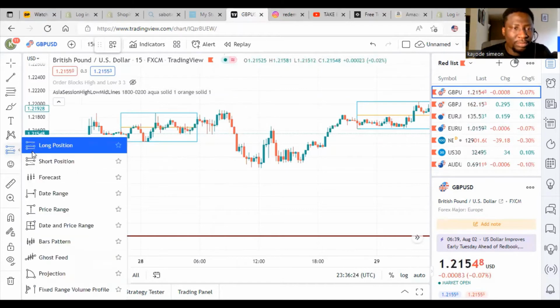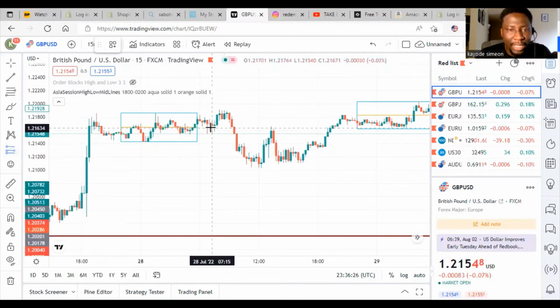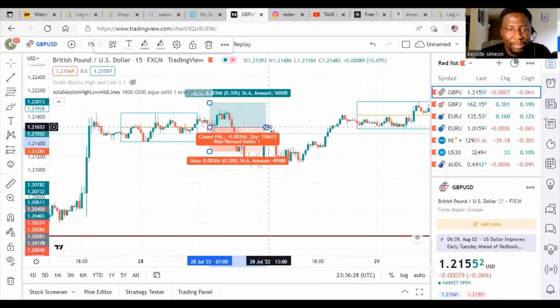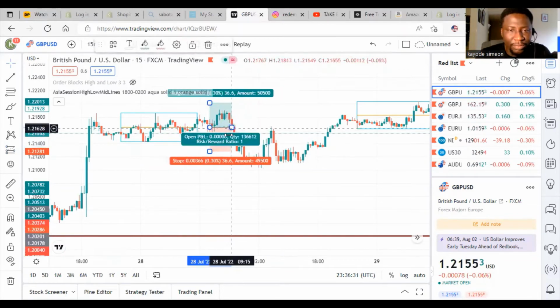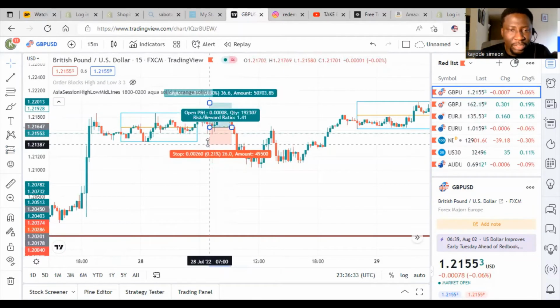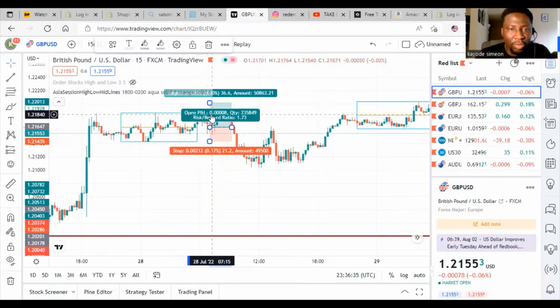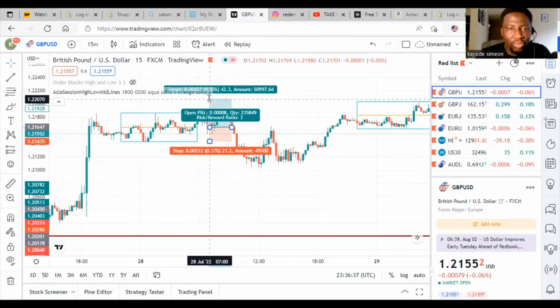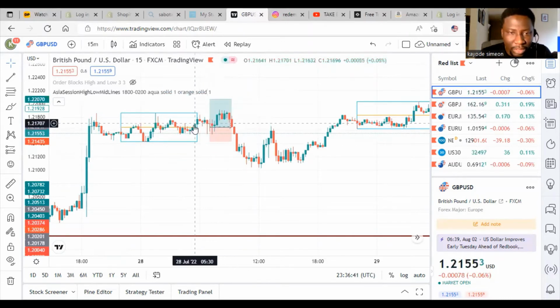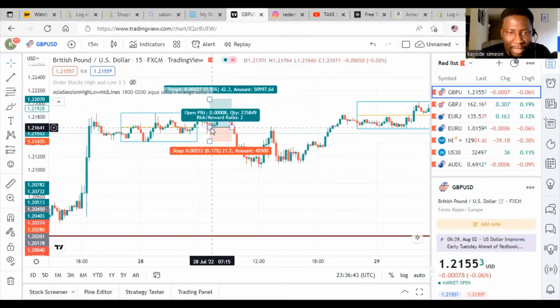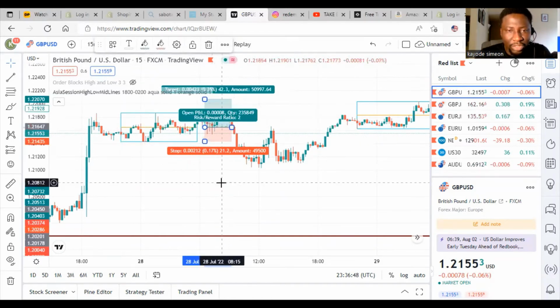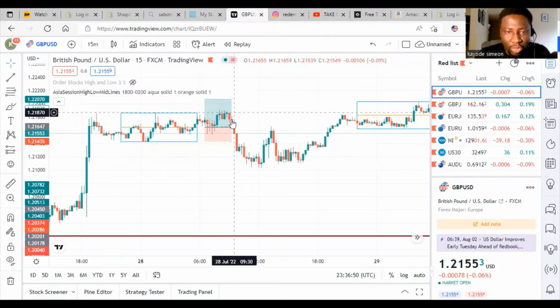So buy, I enter this middle line like usual. My stop loss is low. My take profit is 1 to 2. It went up. It came down to trigger my entry somewhere around here. Triggered my entry. It did not get to 1 to 2, even though it bought.